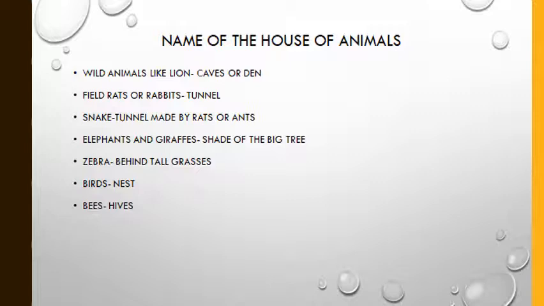Now birds. Birds make their own nest with tree twigs, some threads, and some lightweight things. There are so many birds which make very beautiful nests. Now we have the bees. Bees live in their hives. They make their hives. And ants make their own house. They make big anthills with many tunnels.